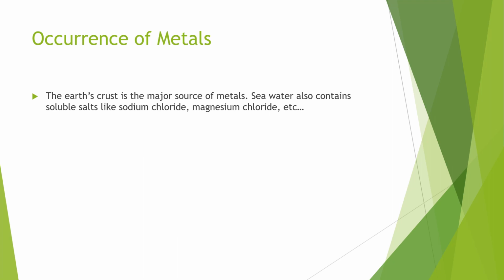Now let's see what the properties of ionic compounds are. First is physical nature. Ionic compounds are hard, crystalline solids because of strong forces of attraction between the positive and negative ions. These compounds are generally brittle and break into pieces when pressure is applied. Second is melting and boiling points. These compounds have high melting and boiling points as a large amount of energy is required to break the strong ionic attraction.